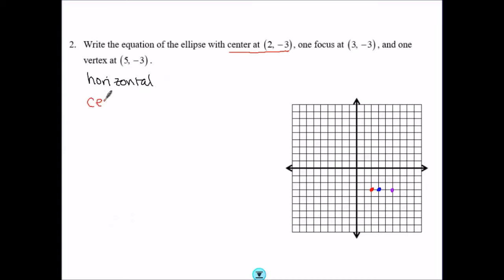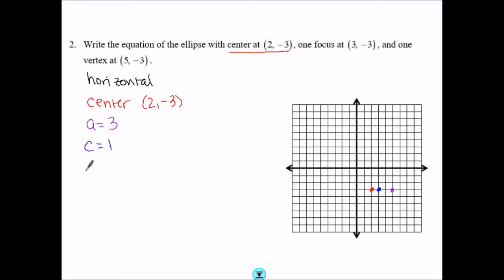We know that the center is (2, -3). Now we need to figure out what a and b are. We know that a is the distance from the center to the vertex, which is 3. We know that c is the distance from the center to the focus, which is 1. And similar to the last problem, we can go ahead and solve to see what b will be.